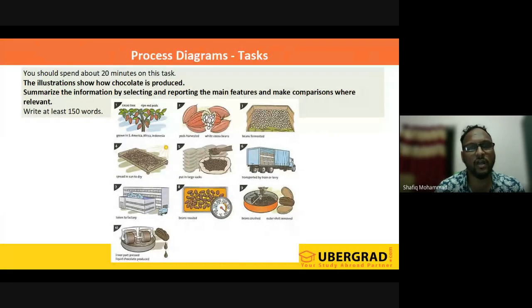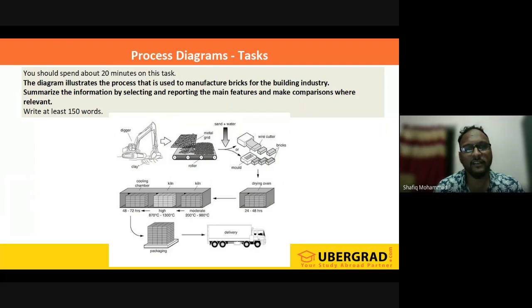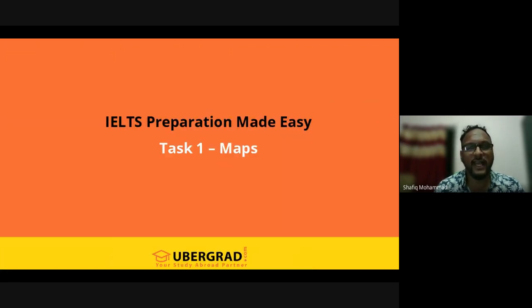It talks about how chocolate is produced. From trees, the cocoa is collected, I'm sorry, cocoa is collected till the final product. Okay. Yes. The process of making chocolate. Okay, this is again a process, of manufacturing bricks, how bricks are made. Okay, simple illustrations, guys. Then comes maps.